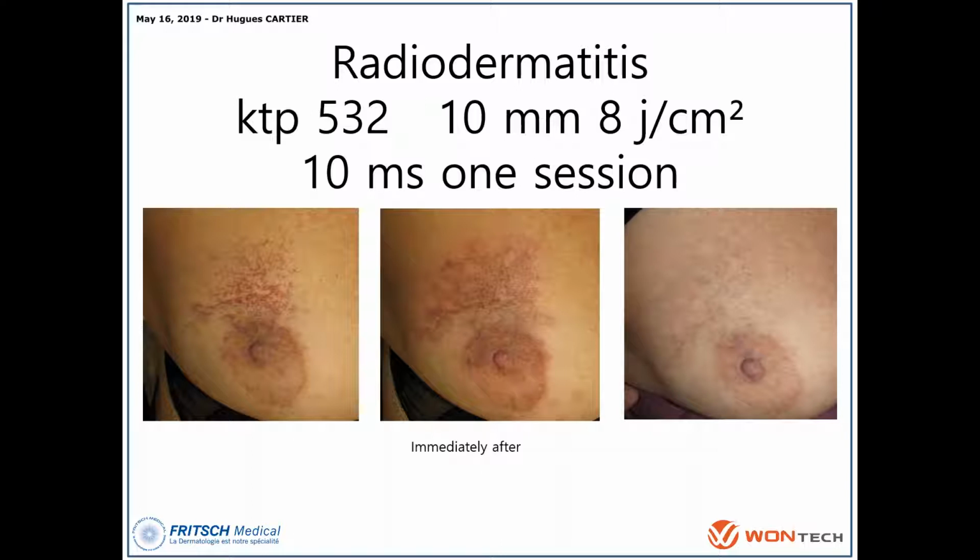That means that you destroy completely inside the vessel, or I can persuade you that it's very easy to destroy all the vessel in one session without side effect, and patients are very happy for that because it's very frequent also in Europe to obtain that.